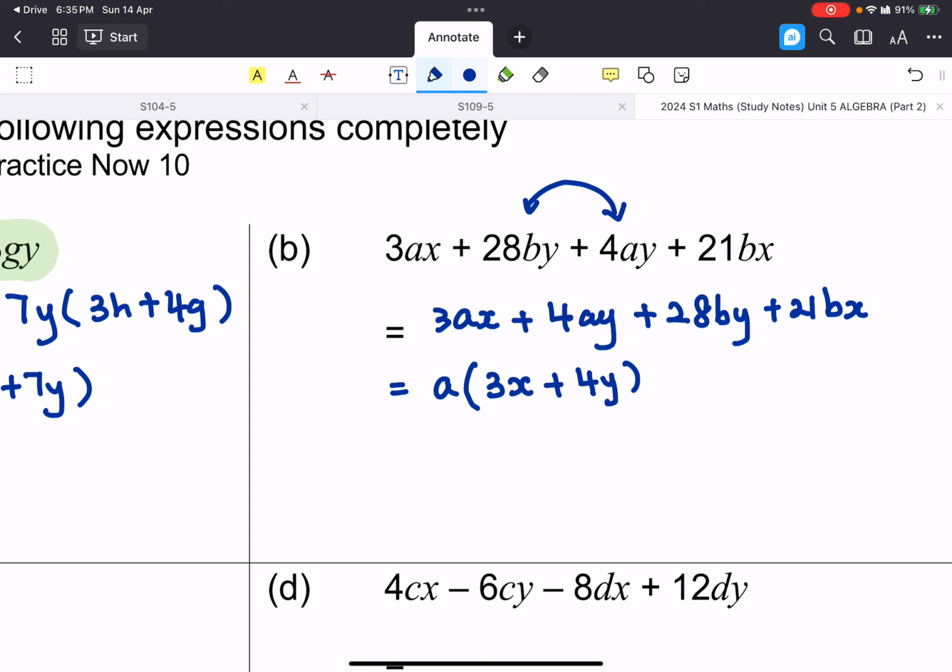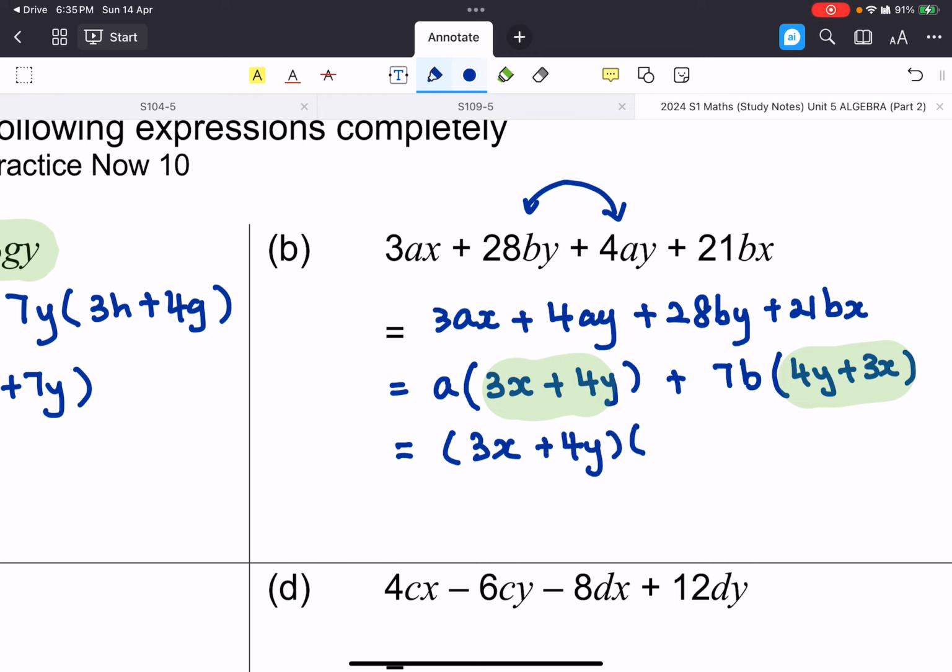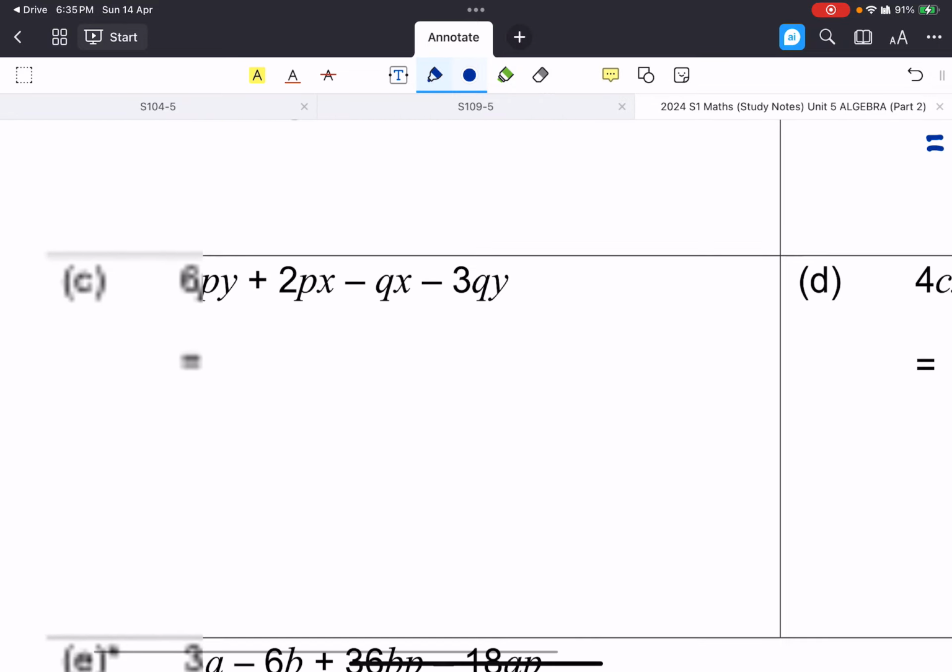In the second group, 7B is common, right? So I will end up with 4Y plus 3X. Again, 3X plus 4Y, 4Y plus 3X, they are the same, right? So that gives us 3X plus 4Y, extract it out. What I'm left with is A plus 7B. Yeah, successfully factorized. Okay. Right, moving on to the next one.